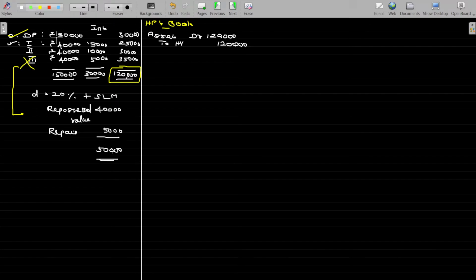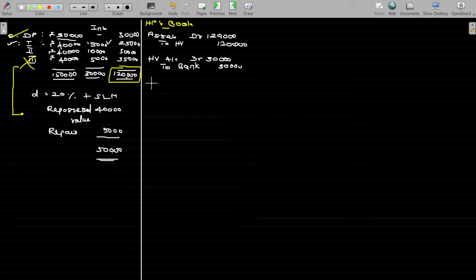Yeah, immediately we have to make a payment of down payment. So sorry, hire vendor account debit to bank, being down payment made. Out of 120, immediately we made a payment of 30,000 rupees. Balance 90,000 supposed to be payable in installments together with interest. By the end of first year, the interest of 15,000 rupees will be accrued.